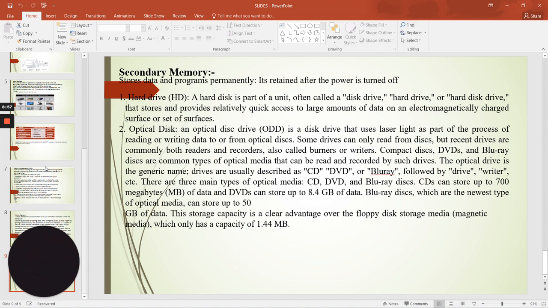There are three main types of optical media, that is CD, DVD, and Blu-ray disc. CDs can store up to 700 megabytes of data, and DVDs can store up to 8.4 GB of data. Blu-ray discs, which are the newest type of optical media, can store up to 50 GB of data. This storage capacity is a clear advantage over the floppy disk, a magnetic medium, which only has a capacity of 1.44 megabytes.